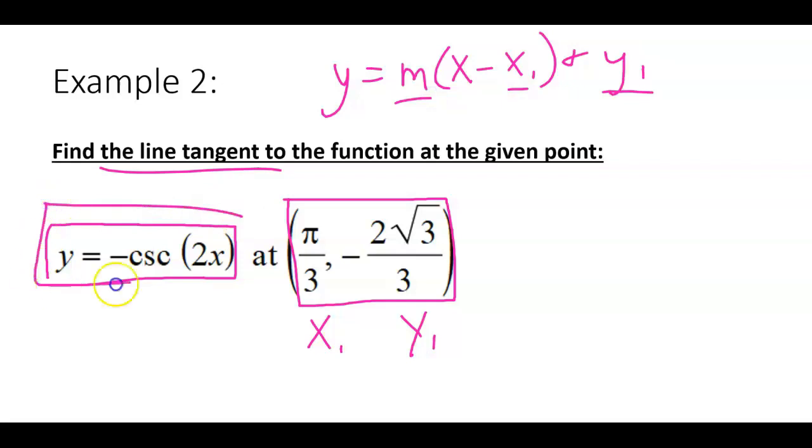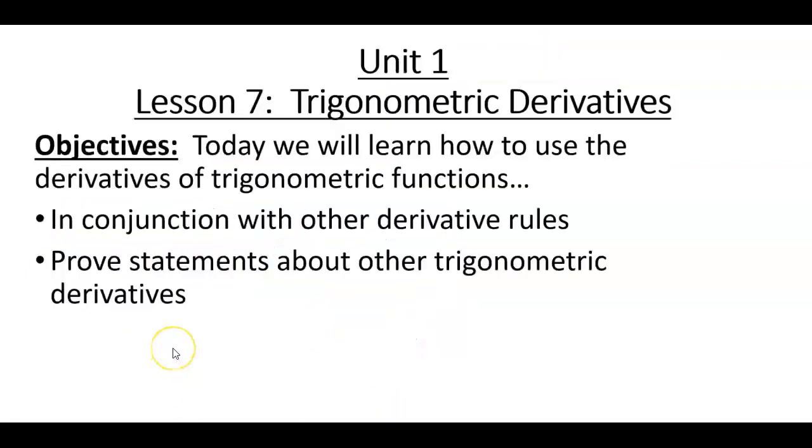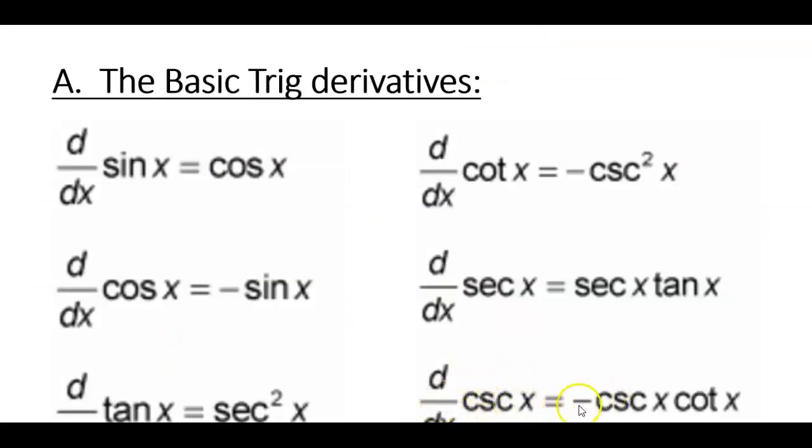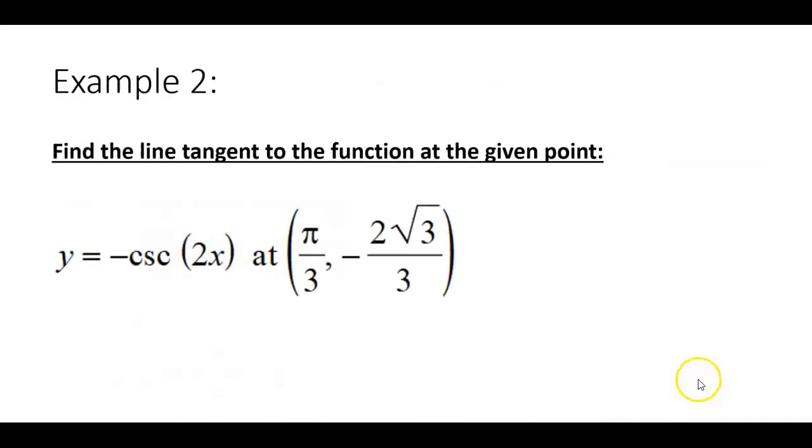So what I need to do then is I need to be able to find the derivative of this cosecant here. So there's a couple things going on with this cosecant. So let's first of all notice that this is a chain rule. We have an outside function, which is negative cosecant, and we have an inside function which is 2x. So let's go ahead and review really quick. What is the derivative of cosecant? The derivative of cosecant is negative cosecant cotangent.